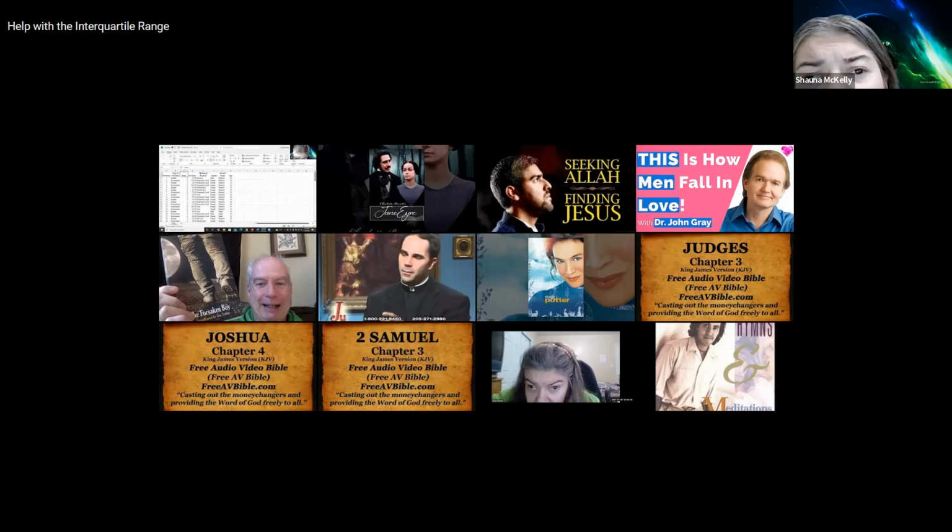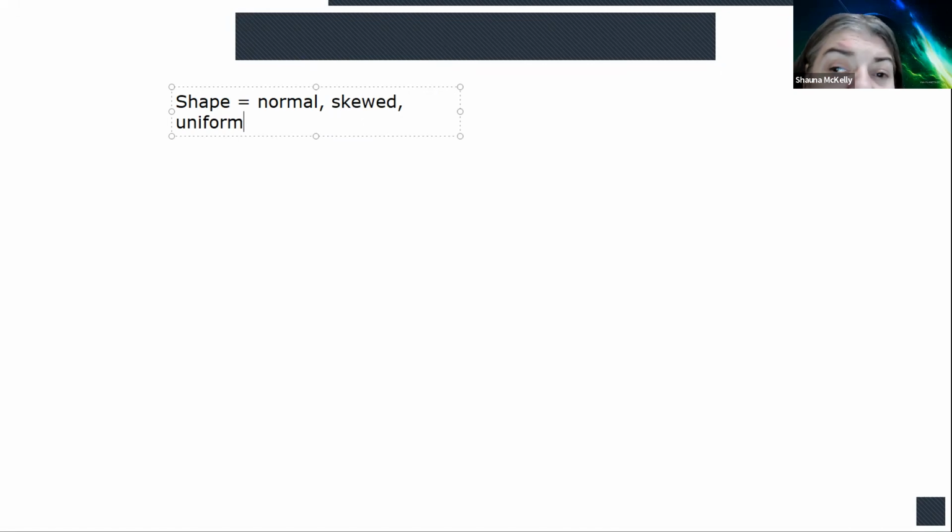So when we talk about Chebyshev's theorem, we're talking about a distribution rule. So we have to think about shape for a minute. Shape is one of the characteristics, and it can be normal, it can be skewed, it can be uniform. It can be other things, but these are some of the more common ones, okay?